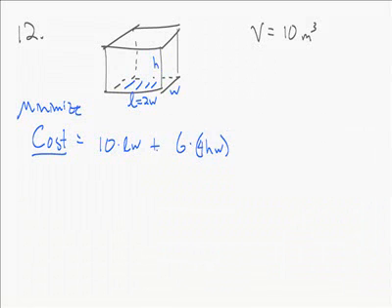So this is going to be the total cost of the materials. $10 per square meter times the area of the base, plus $6 per square meter times the area of the sides, and the area of the sides is given by 4 times H times W. Now we want to minimize cost here. So remember what we said. We want to be able to write cost as a single variable function. Well, one thing we can do is a substitution of 2W in for L, like we said, because the length is twice the width.